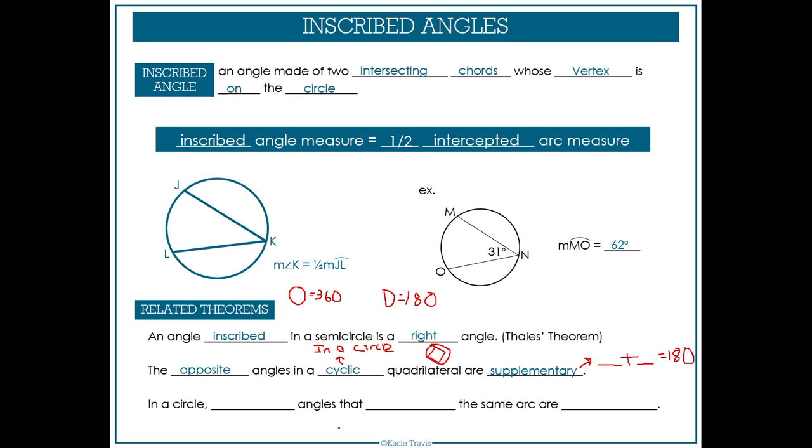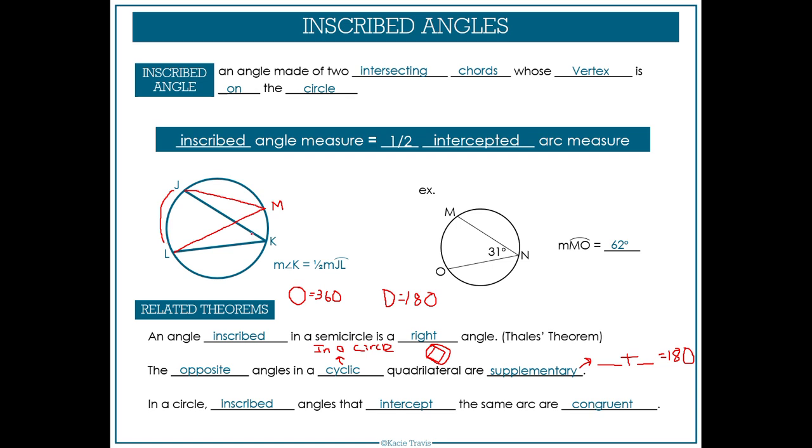All right, our final theorem here says that in a circle, inscribed angles that intercept the same arc are congruent. So if I had another angle over here, let's say I just come over here and make another little chord and another chord right over here. Imagine this is J, K, L, M. This here is point M. Now these two angles intercept this same arc here, JL.